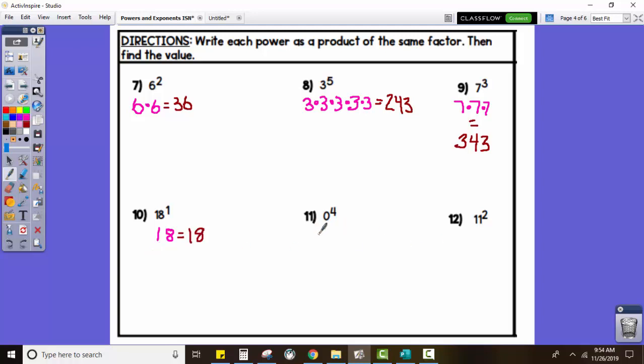Number 11, I have 0 4 times. So 0 times 0 times 0 times 0. 1, 2, 3, 4 of them. 0 times 0 times 0 times 0 equals just 0.